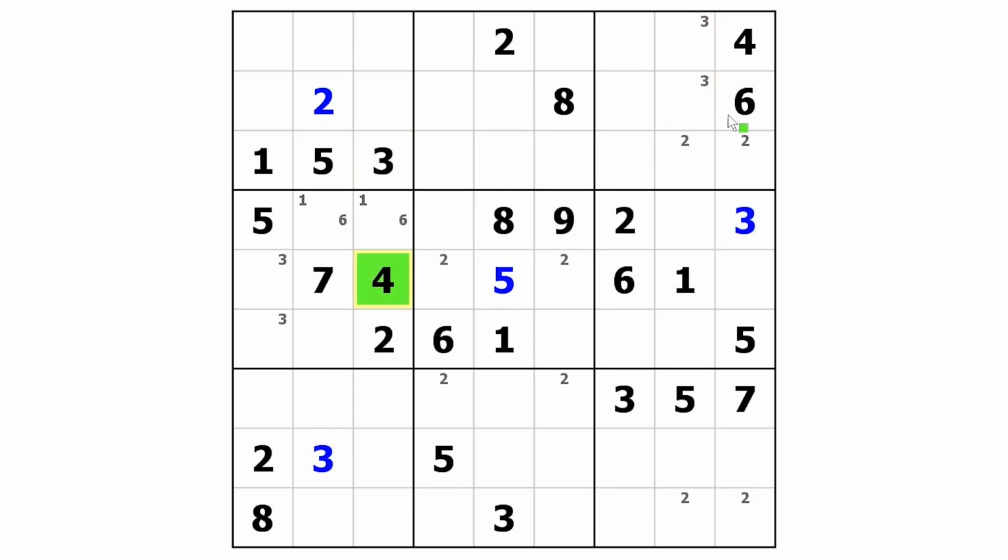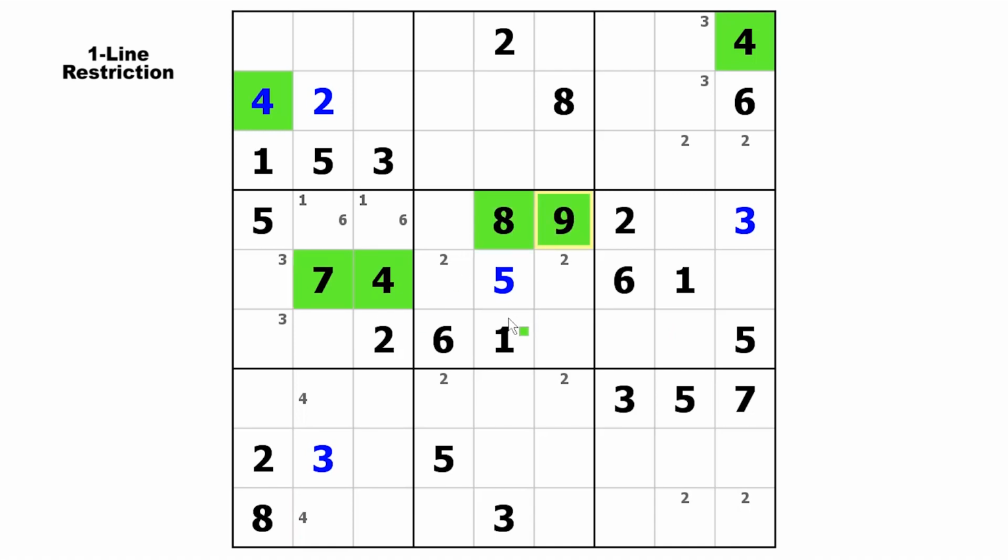And because of this 4 and this 4, we can crosshatch a 4 into that cell. That is a hidden single, and you can enter it just like that. And now because of that 4 and this 4, we can enter a conjugate pair of 4s into these 2 cells. Now notice here in row 5, we have a 1-line restriction. These cells are already filled with 8, 9, 6, 1, and 5, and the 7 and the 4 block the rest of row 5. So there are only 2 cells in block 5 for a 4 and a 7 to go, and you can enter them as a naked pair.